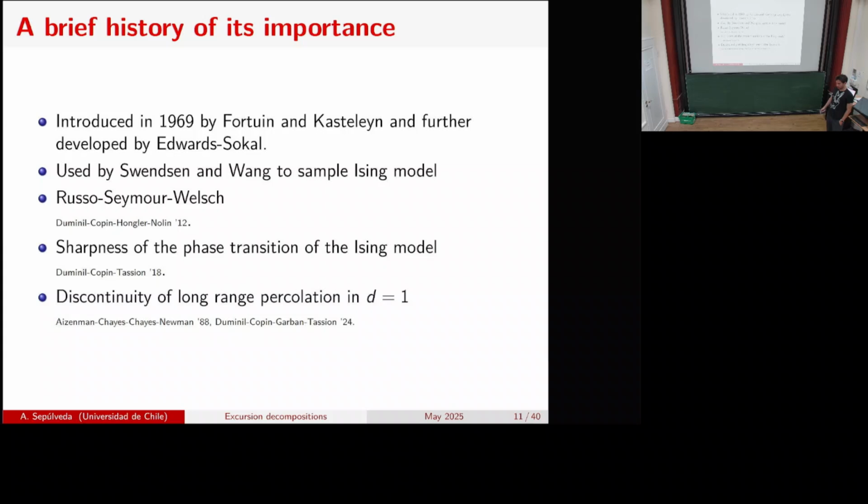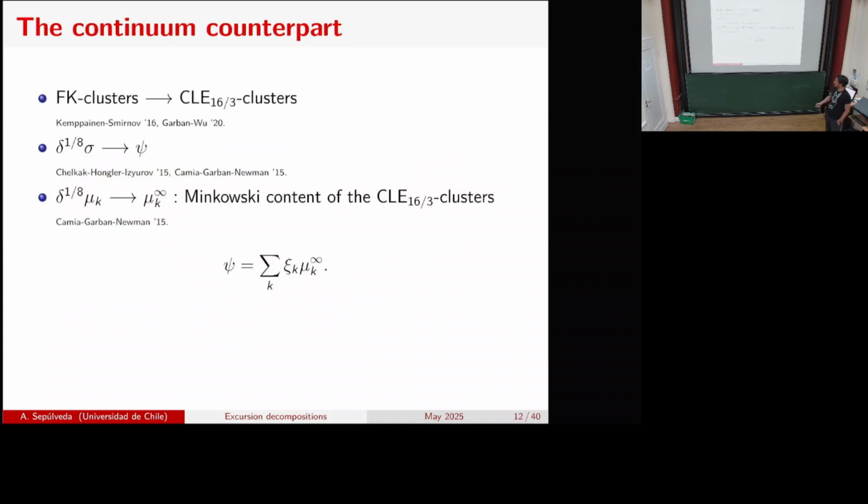So do you have a continuum? Thank you. So what happens with the continuum counterpart? I was not prepared for this.